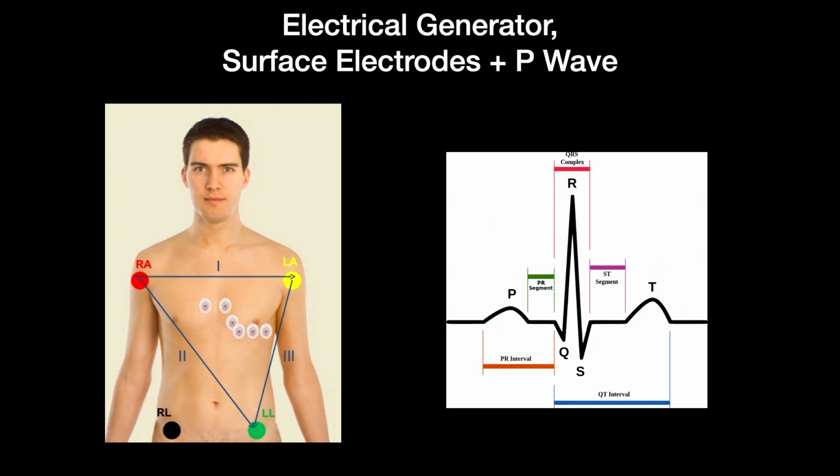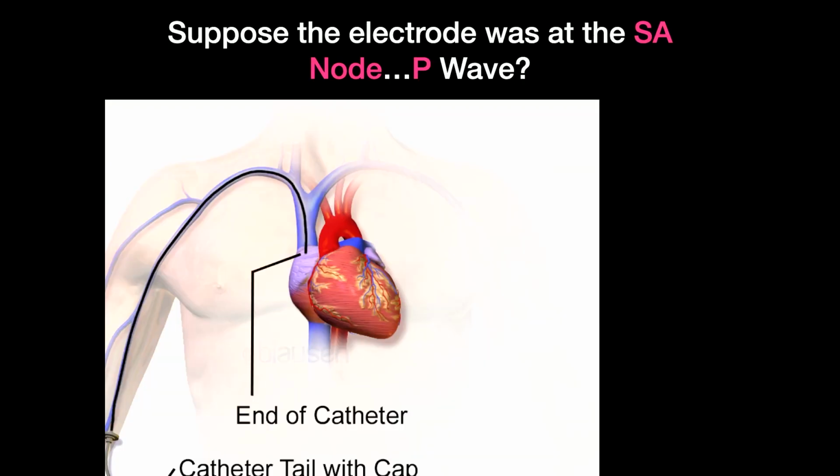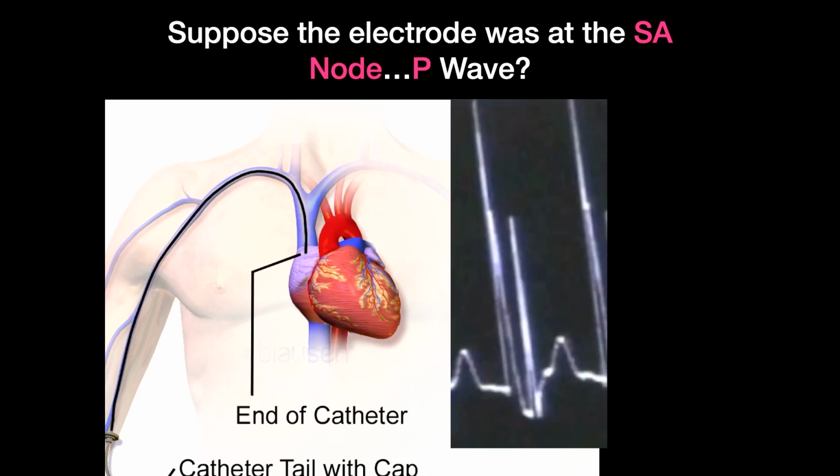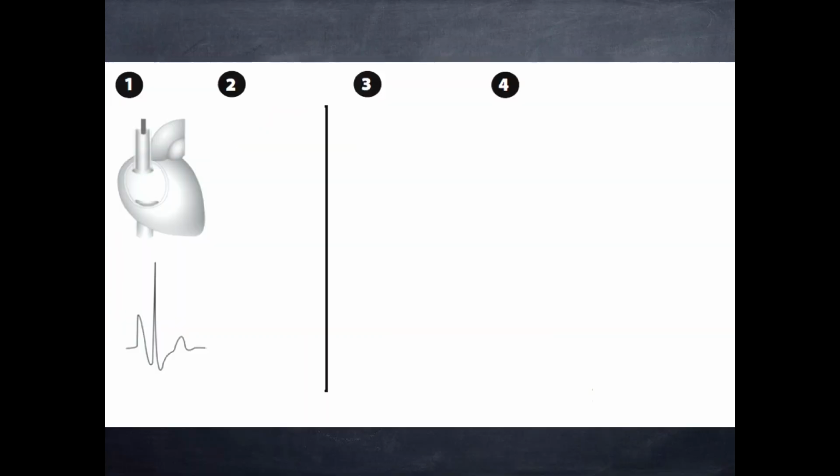But suppose we put the sensor at the cavoatrial junction, inside the catheter. What do you think would happen to the P wave when you got down to the cavoatrial junction? Yes, it becomes a monster. Here the P wave is larger than the QRS because the sensor is not on the thigh, it's right at the cavoatrial junction, right?